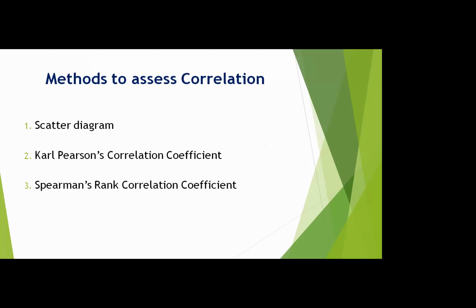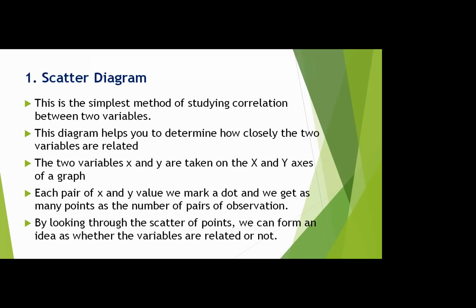These are the three methods we commonly use for analysis of correlation. The first one is the scatter diagram, then Karl Pearson correlation, and another one is Spearman rank correlation. Actually, the scatter diagram is a graphical method for studying the correlation between two variables. From this diagrammatic method, we can observe how closely the two variables are related to each other. This is the simplest method to find out a correlation.